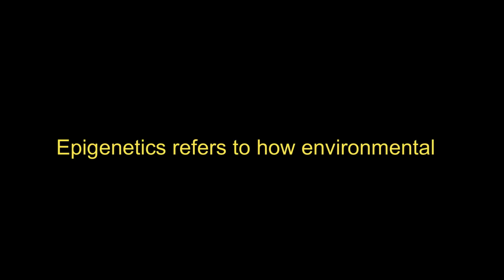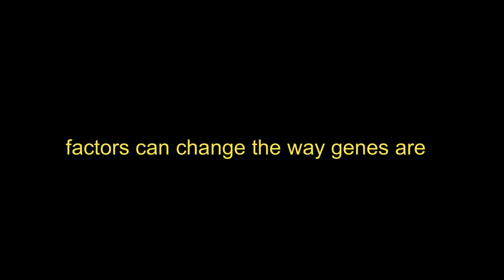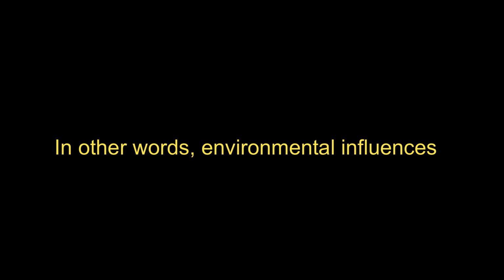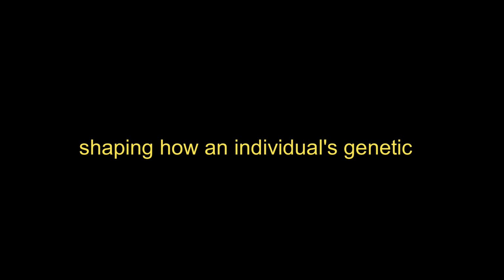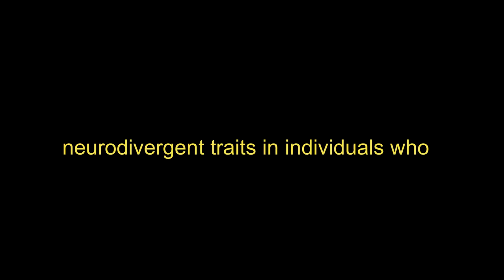Segment 3, the epigenetic puzzle. So here's when things get really interesting. The concept of epigenetics. Epigenetics refers to how environmental factors can change the way genes are expressed without altering the underlying DNA sequence. In other words, environmental influences can turn certain genes on or off, shaping how an individual's genetic predispositions are realized. In the case of neurodivergence, certain environmental factors may trigger or amplify neurodivergent traits in individuals who are genetically predisposed.